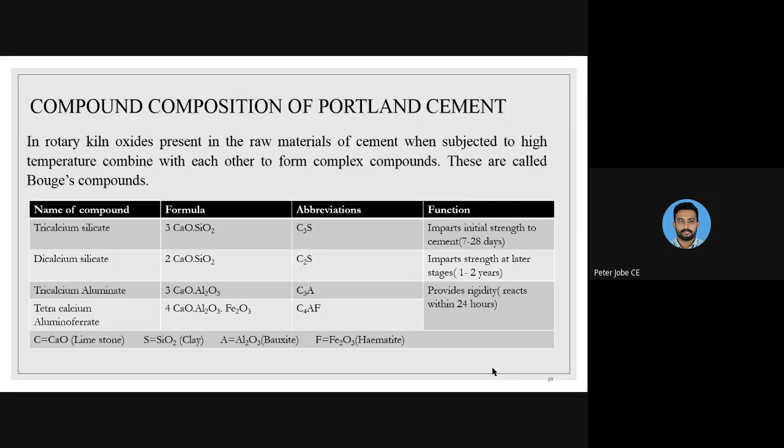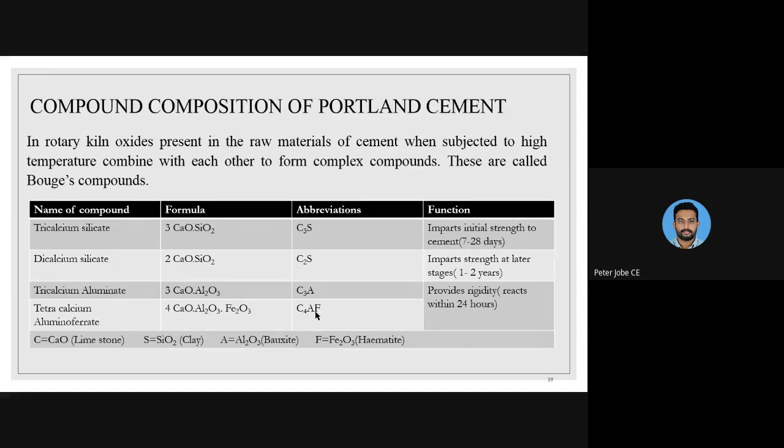All these abbreviations you can study. C means calcium oxide, so C3S means 3CaO, which is represented by C3, and SiO2 is represented by S. Similarly, A is represented by the bauxite compound Al2O3, and F is represented by hematite, Fe2O3. All these compounds you need to study thoroughly.